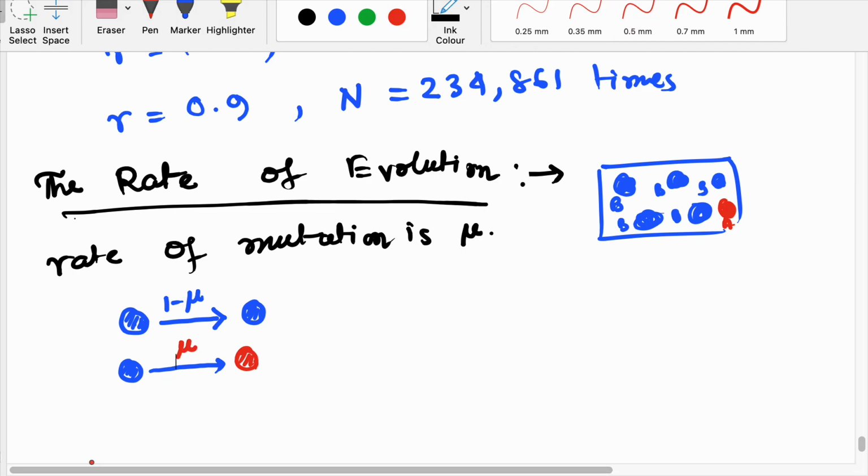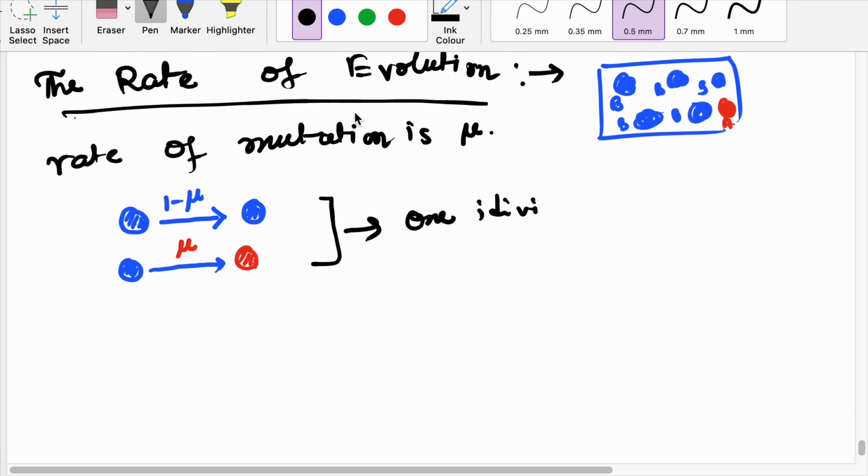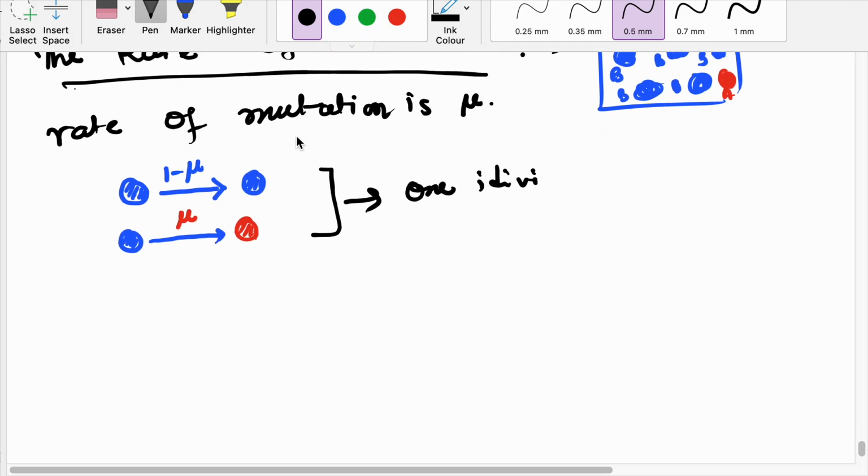Now if this is the mutation rate, and if there are N individuals reproducing in the population, what will be the rate of mutation? If N number of individuals are reproducing at a time, then total mutation rate should be N mu. This is the mutation rate of one individual, and if N individuals are reproducing, the mutation rate will be basically N multiplied by mu.